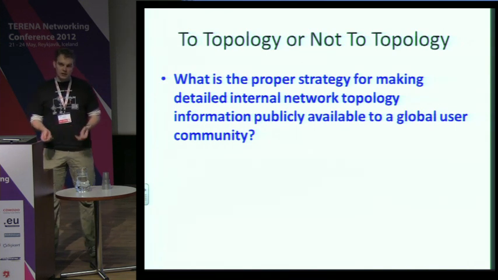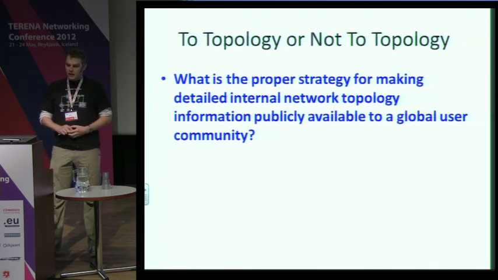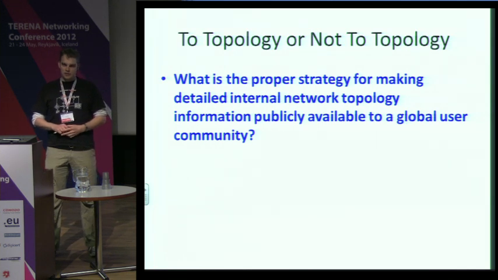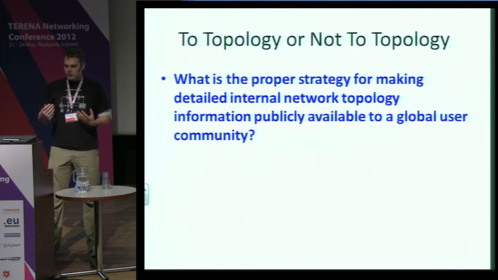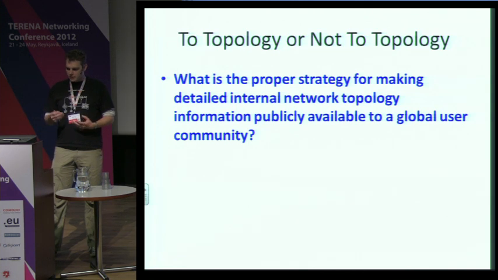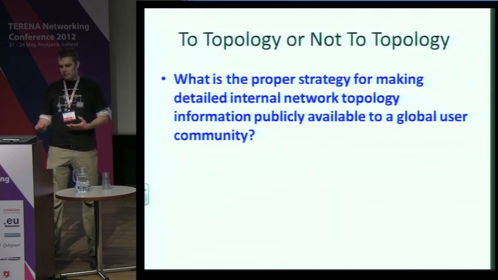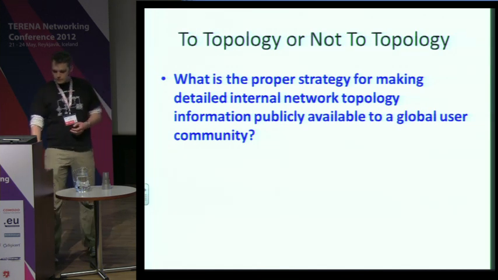Once you start doing the topology distribution mechanism and the topology representations in general, you have to think about how to represent those networks. The big question of this presentation, and what we're trying to figure out right now in the network service interface working group, is what is the proper strategy for making detailed internal network topology information publicly available to a global user community, so that they can actually do pathfinding with it in a way that is useful to them and feasible.